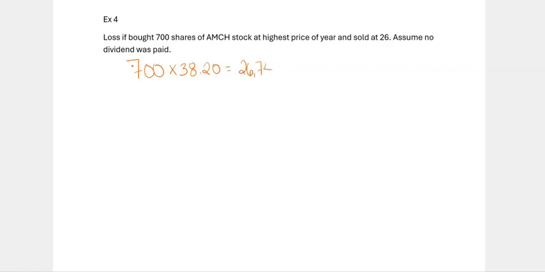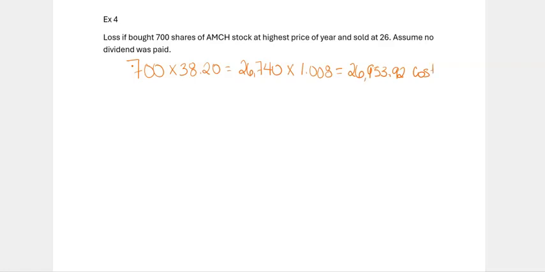$26,740. Plus, I have to pay out my brokerage fee. Well, since $26,740 is more than $20,000, I know that I've learned by now that I pay out my broker 0.8%. So I multiply that by 1.008, and when I multiply those two numbers together, I end up getting $26,953.92. So $26,953.92. That's how much it cost me to buy this stock.